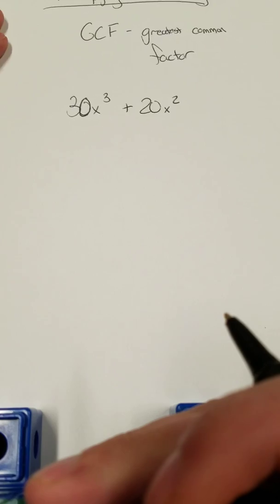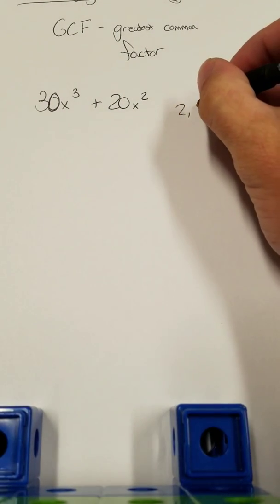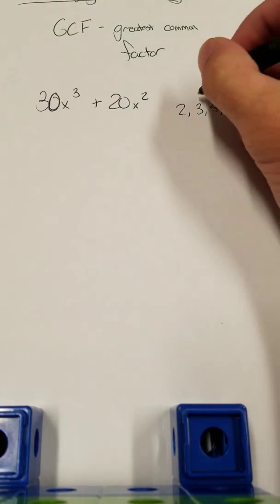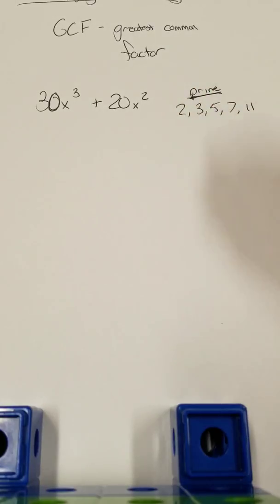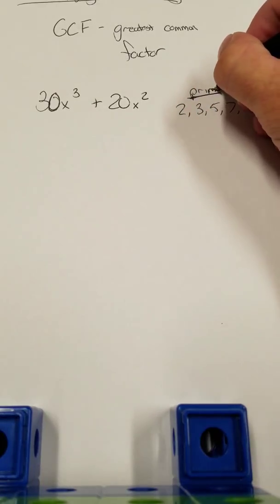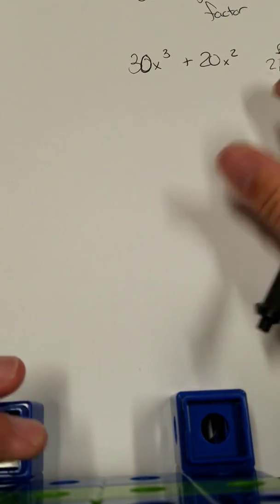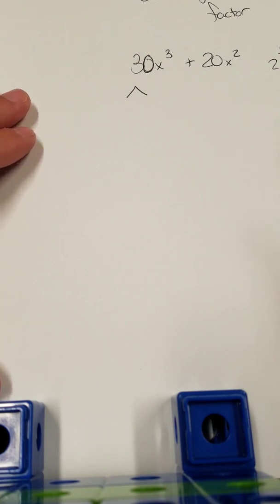So, a couple of rules. First of all, the only thing we divide by are 2s, 3s, 5s, 7s, and 11s. The reason we divide by these is that they are called prime numbers. Okay, prime numbers, P-R-I-M-E. So, I'm going to take my 30 and break it down. Well, remember 2s, 3s, 5s, 7s, and 11s.